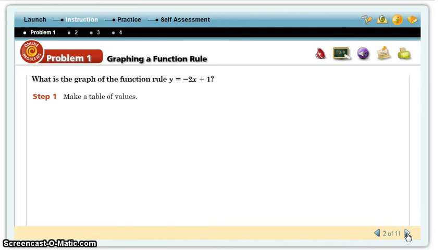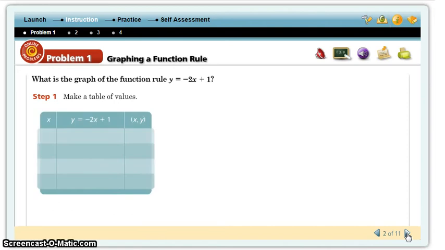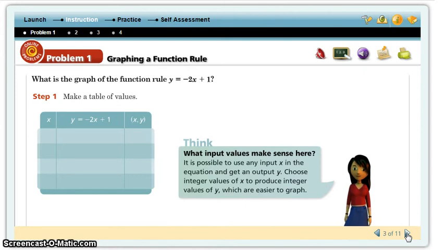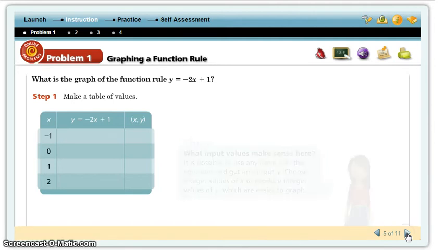Step 1. Make a table of values. What input values make sense here? It is possible to use any input x in the equation and get an output y. Choose integer values of x to produce integer values of y, which are easier to graph. Basically, don't use fractions and decimals unless absolutely necessary. Write your input values in the table. And those are just examples. Substitute each x value in the equation to find each corresponding y value.